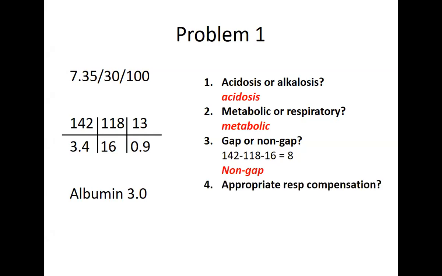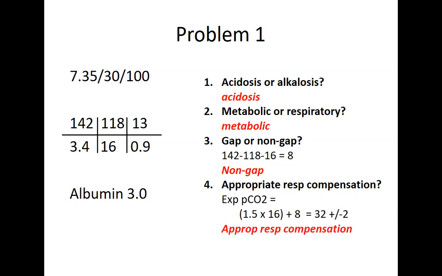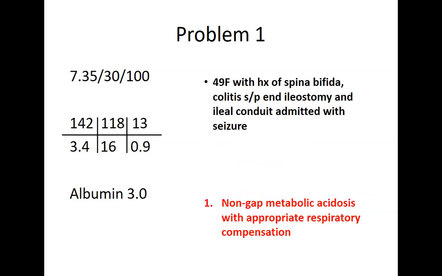Check our Winters formula. Is there appropriate respiratory compensation, right? So it's serum bicarb, 16 times 1.5. So 8 plus 16 is 24, plus 8, 32, plus or minus 2. We look at our PCO2, it's right there in the range. So this is appropriate respiratory compensation. And then you're done, right? So you have a non-GAP metabolic acidosis with appropriate respiratory compensation, likely due to her end ileostomy.